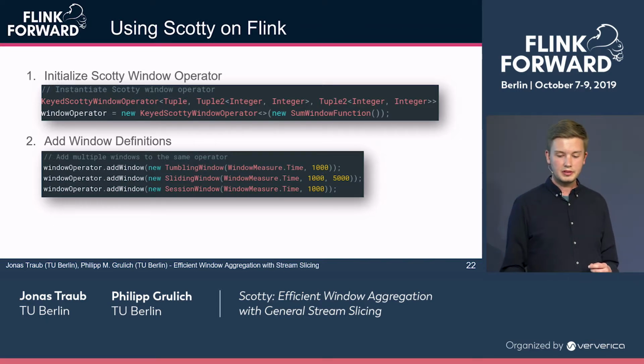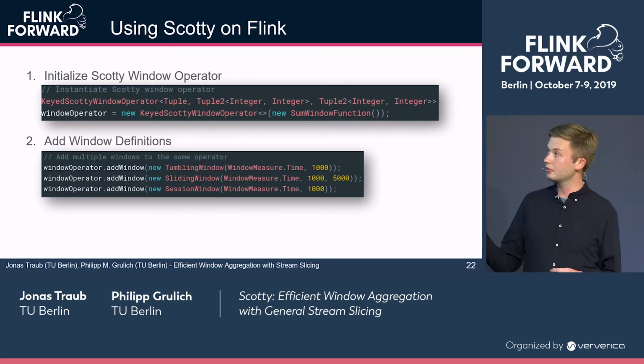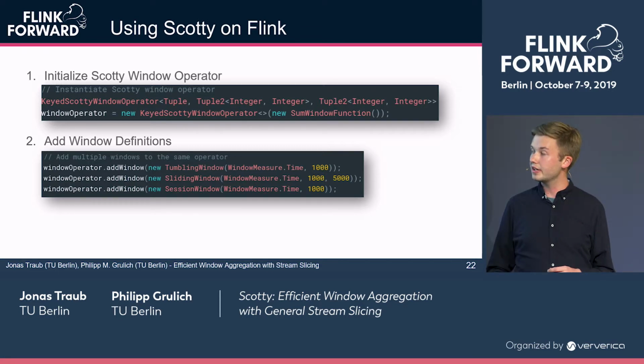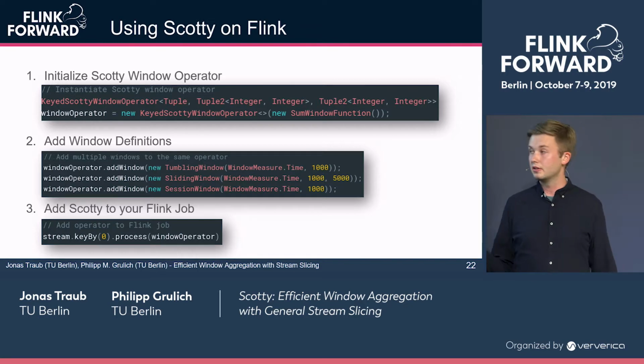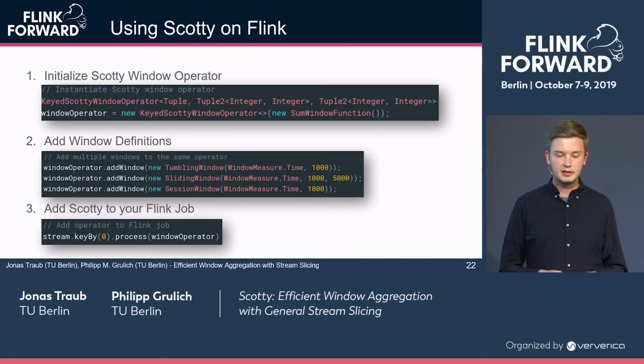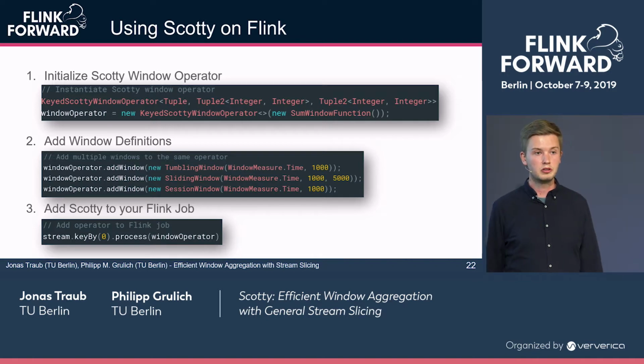Here we have a tumbling, a sliding, and a session window. We give the window measure and the time, for example, 1000 milliseconds in this first case. And then we add this to our stream processing pipeline via a processing function. So this is basically standard Flink. You don't have to change anything more in your pipeline. You can just use it.